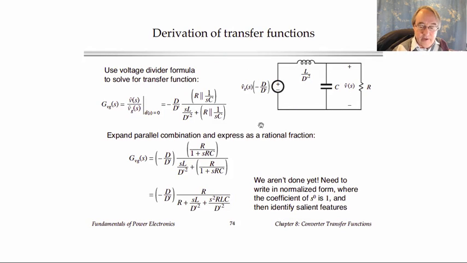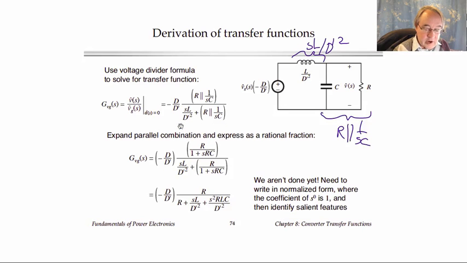And finally, we can solve this using the voltage divider formula. So if we view this impedance as the parallel combination, R in parallel with 1 over sC, and then we have this impedance as sL over D prime squared, then using the voltage divider formula, we can write the transfer function this way. So we have the coefficient minus D over D prime out in front, and then multiplied by the voltage divider formula.